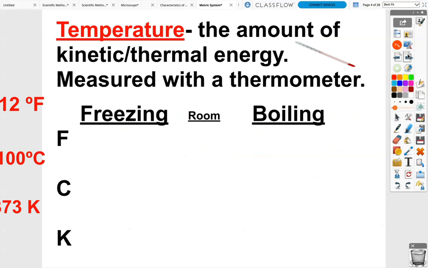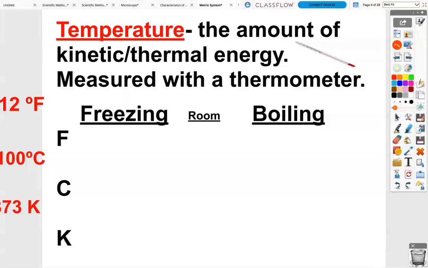Next, we're going to talk about temperature. When we talk about temperature, we tend to think about how hot or cold something is. But really, temperature is measuring the amount of kinetic energy or thermal energy within a substance. So, how fast are those molecules moving? Is it boiling and those molecules are really moving, or is it in a solid form and those molecules are just sitting there vibrating? They're not having a great amount of movement.